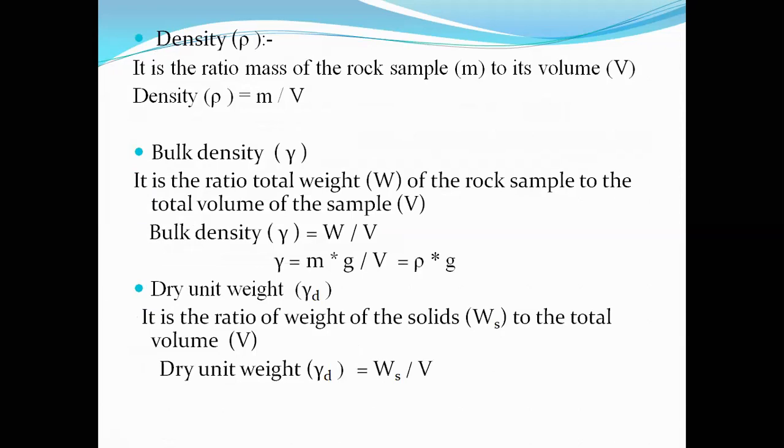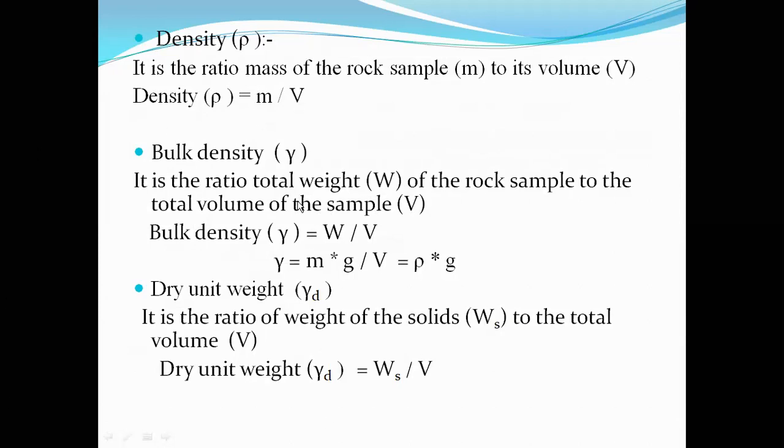So what exactly is density? Density is the ratio of the mass of a rock sample to its volume. Density, denoted by the symbol rho, is equal to m by V. The mass is different and weight is different, guys. If the mass is multiplied by gravity, we get the weight. The unit for mass is kgs, whereas the unit for weight is newtons, because we multiply with gravity. So density rho is equal to m by V.